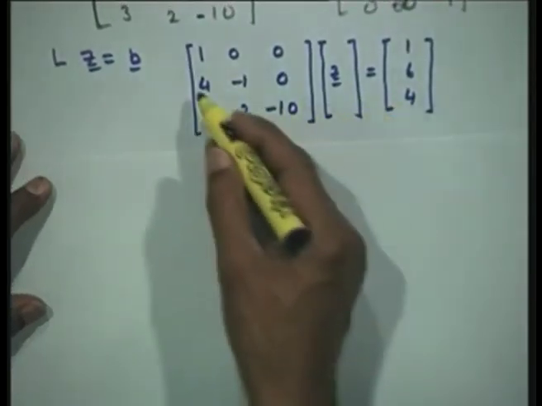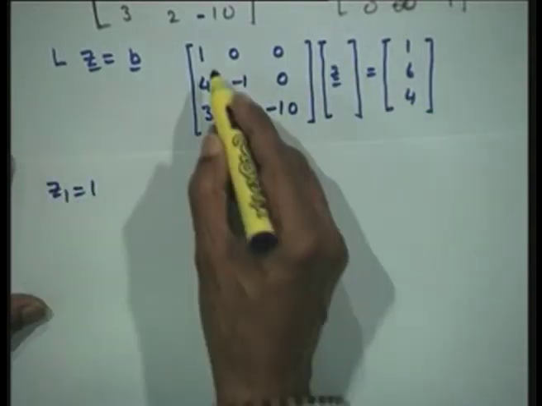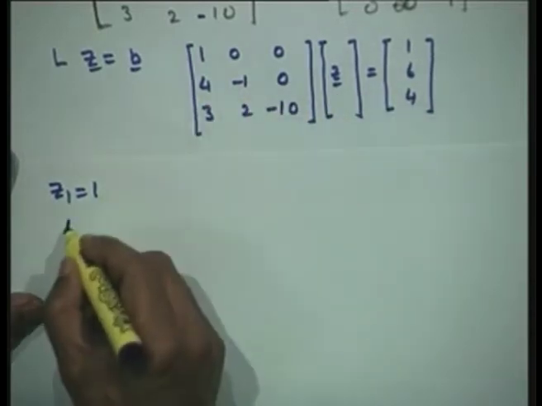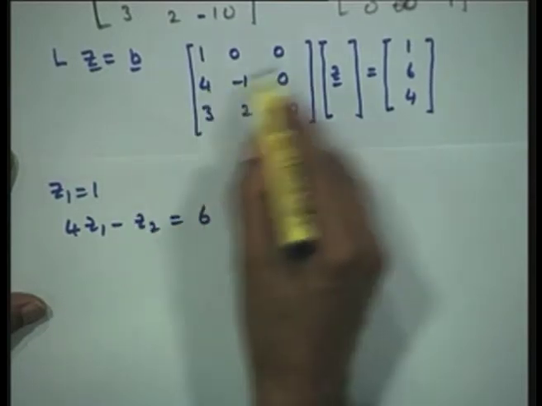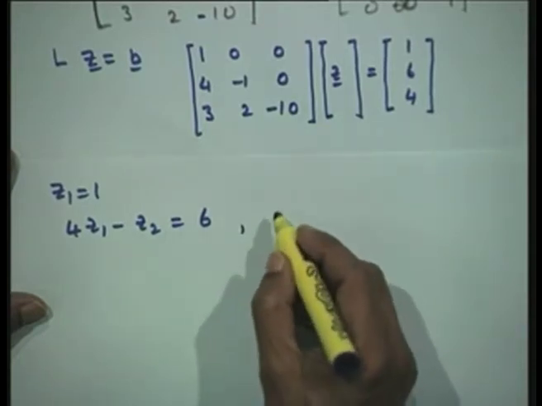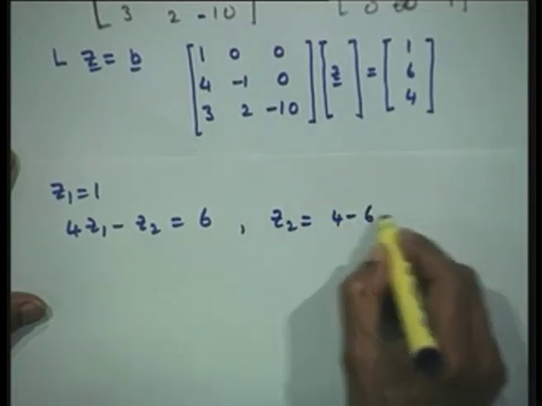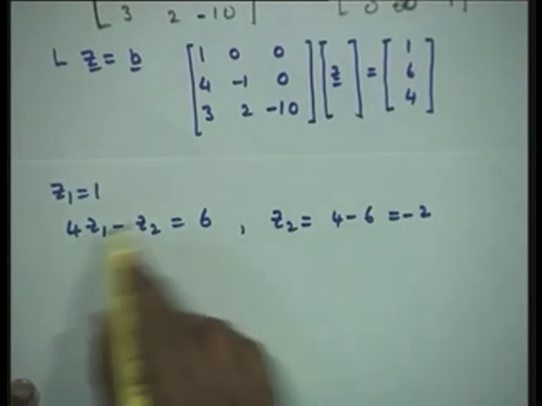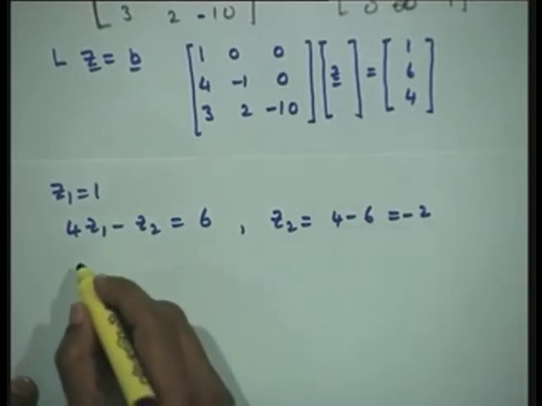Now, this gives the forward substitution. Therefore, Z1 is equal to 1. The second row: 4 Z1 minus Z2 is equal to 6. Therefore, Z2 is equal to 4 Z1 minus 6, so 4 minus 6, that is equal to minus 2.